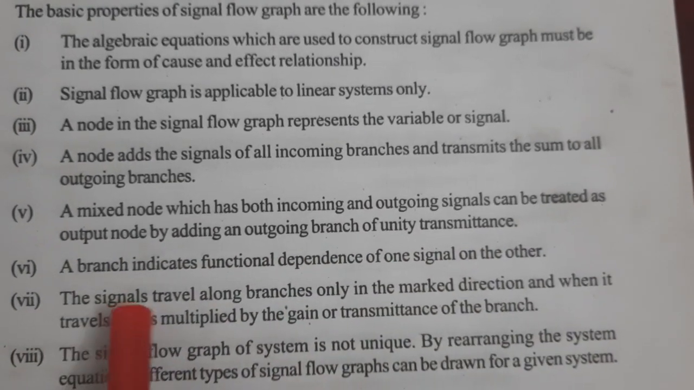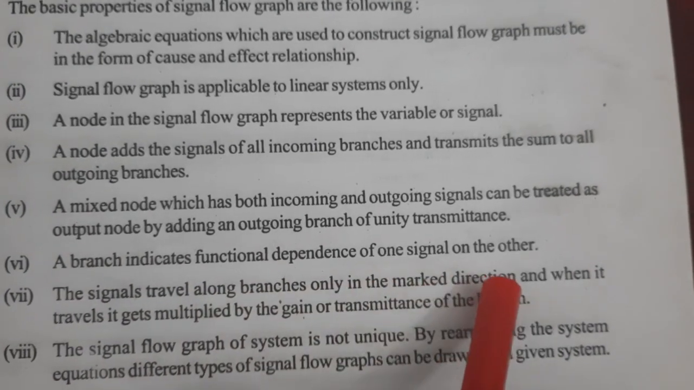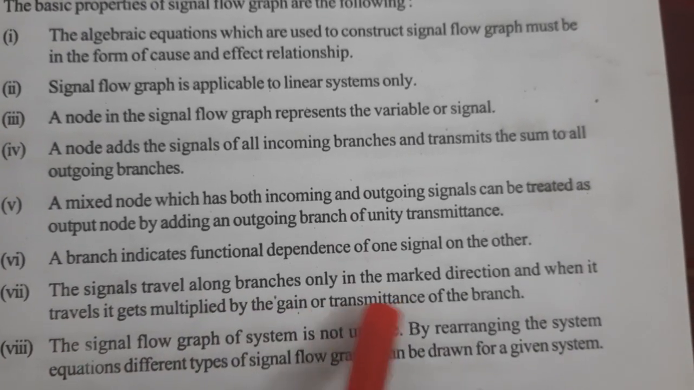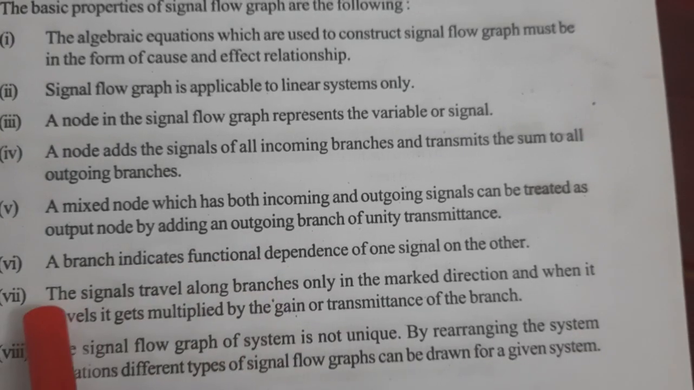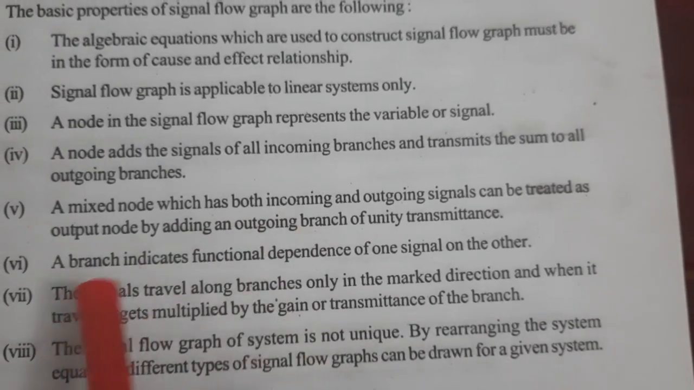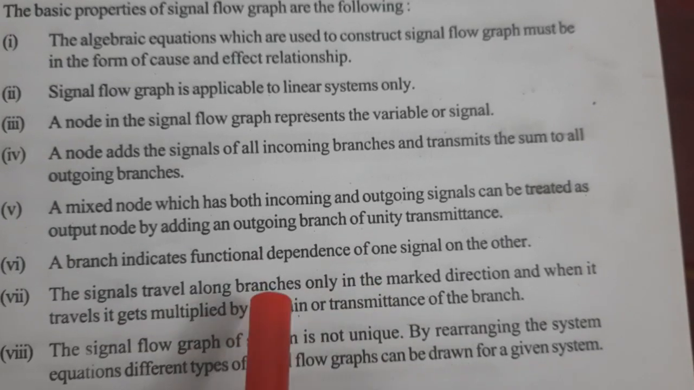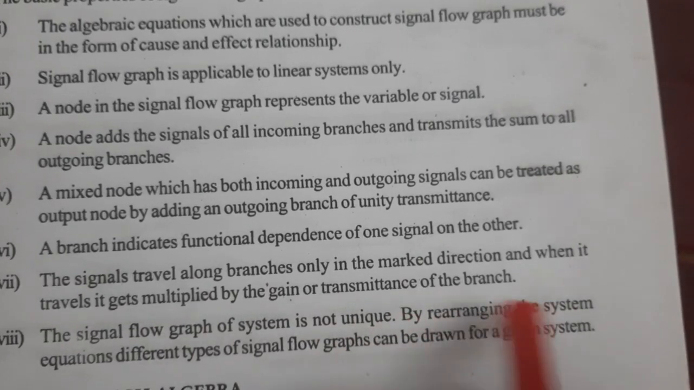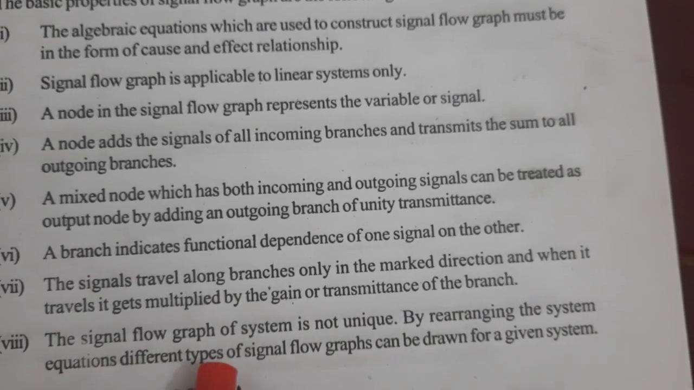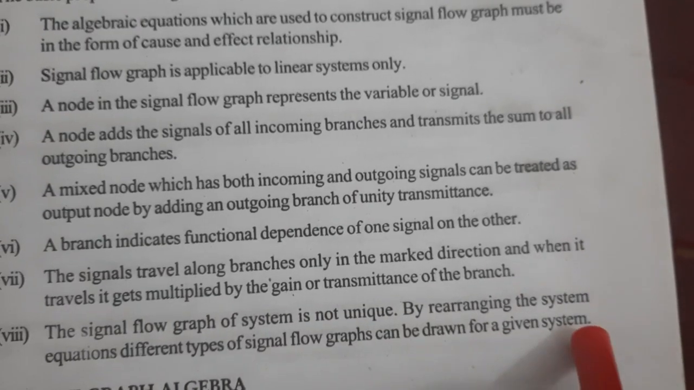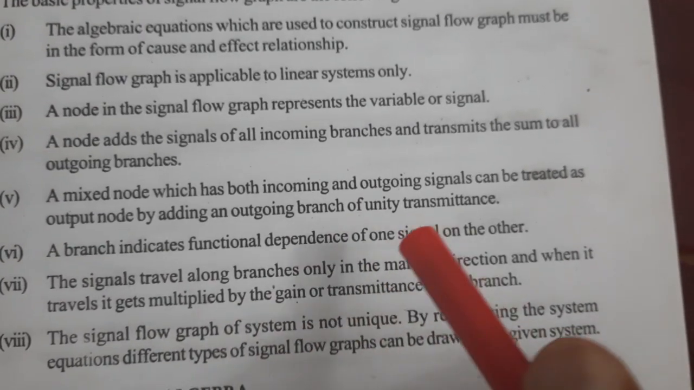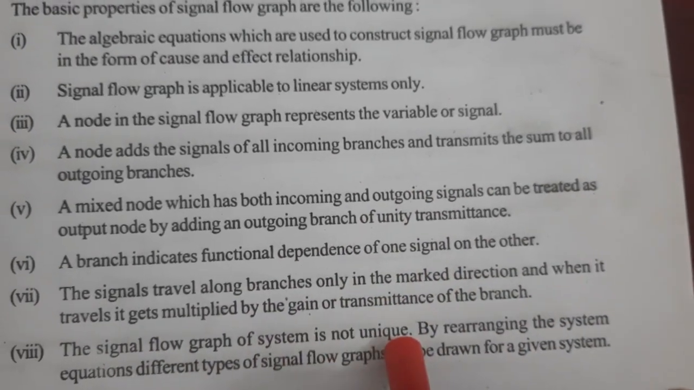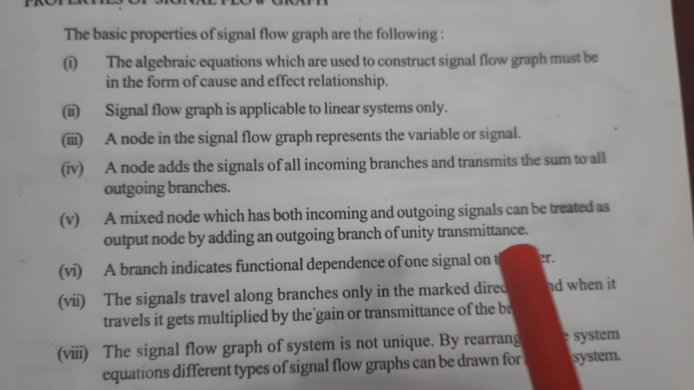Next property: the signal travels along branches only in the marked direction, and when it travels it gets multiplied by the gain or transmittance of the branch. Next property: the signal flow graph of a system is not unique. By rearranging the system equations, different signal flow graphs can be drawn for a given system. These are the basic properties of signal flow graph.